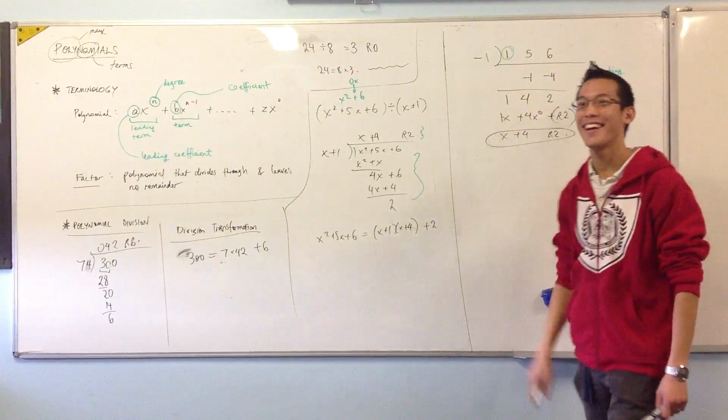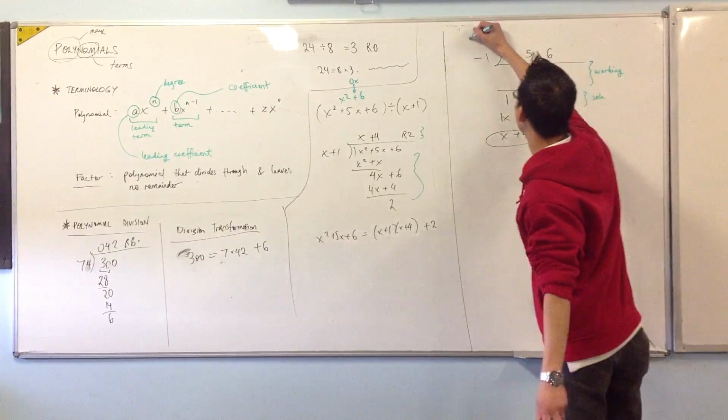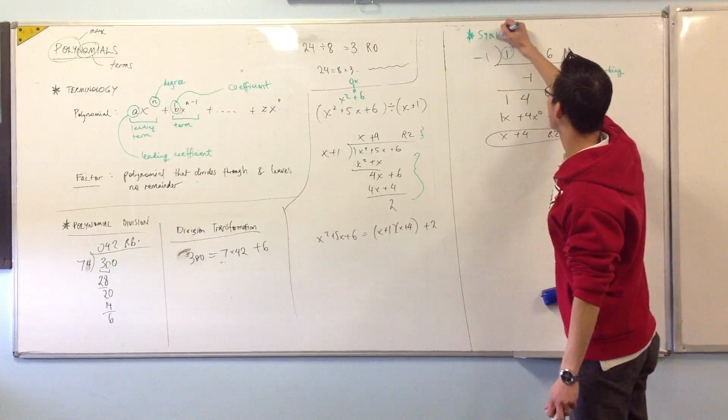How does it work? Sorry? What was this called? Yeah, okay. I should have probably put that at the top. This is called synthetic division.